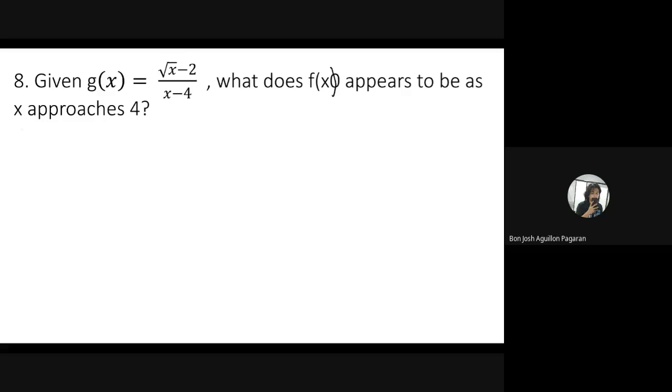Because here, we are concerned with the limit of the square root of x minus 2 all over x minus 4 as x approaches 4. Can we do the factoring there? Can we do the rationalizing? Oy, I don't know how to start my solution kasi you're not answering my question. Be honest. What makes number 8 difficult for you?